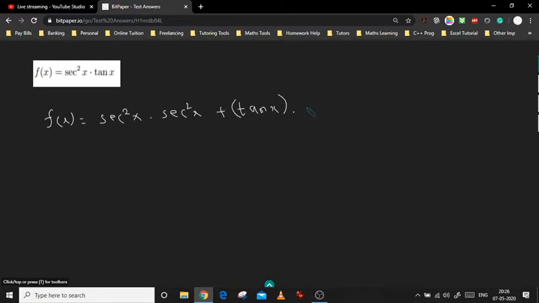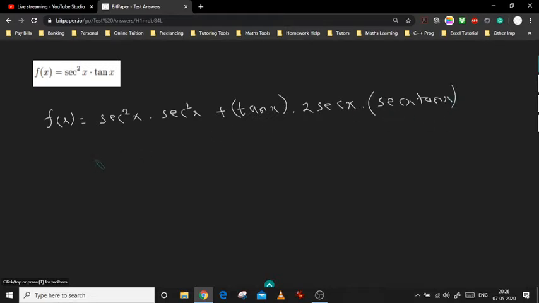To differentiate secant squared x, we have to apply the power rule first. So it's going to be 2 secant x. If you apply the power rule to differentiate secant squared x, we will get 2 secant x, and then you have to differentiate the secant x. Differentiation of secant x is secant x tan x.